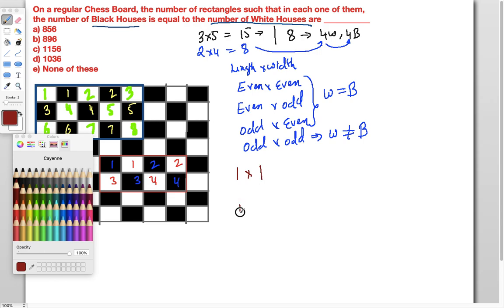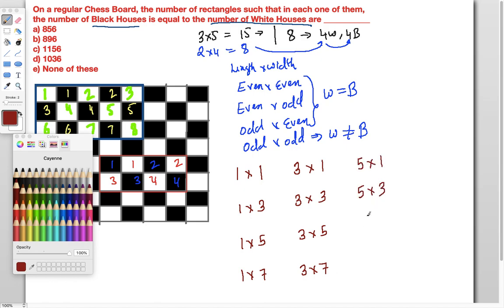Okay, length is 1 and width is 3. Length is 1 and width is 5. And the length is 1 and the width is 7. Or I can say the length is 3, width is 1. Length is 3, width is 3. Length is 3 and the width is 5. And the length is 3 and the width is 7. Or I can say length is 5 into 1 or 5 into 3 or 5 into 5 or 5 into 7. Now there are 2 different approaches.